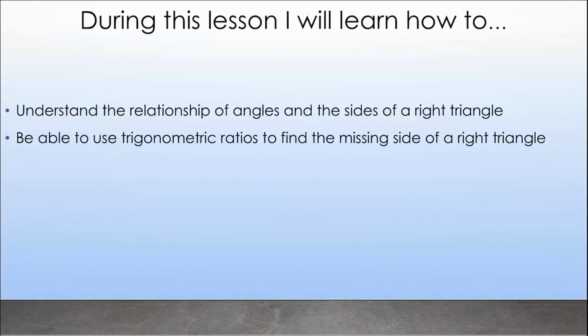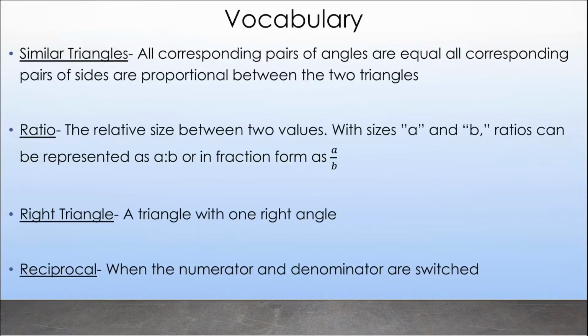So let's get started. During this lesson, you're going to learn how to understand the relationship of angles and the sides of a right angle, and be able to use trigonometric ratios to find the missing side of a right triangle. Some vocabulary: similar triangles are all corresponding pairs of angles that are equal, and all corresponding pairs of sides are proportional between the two triangles.